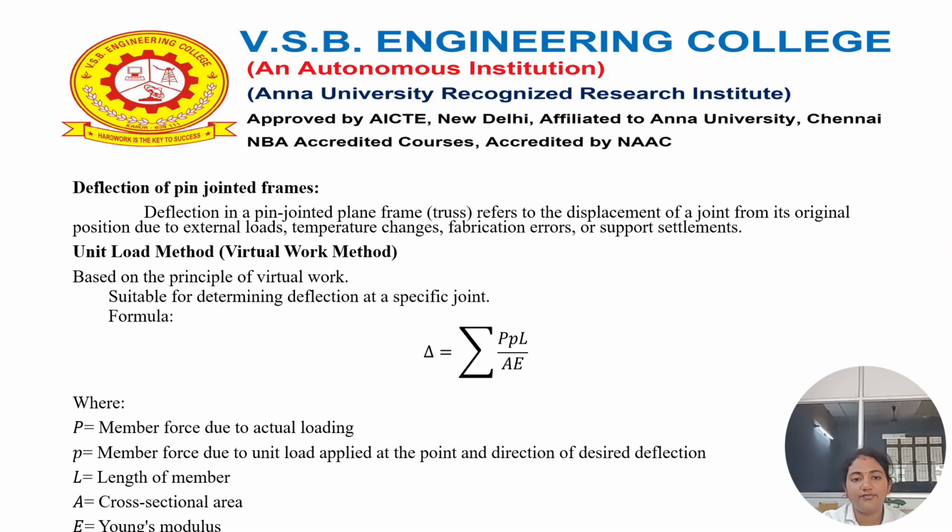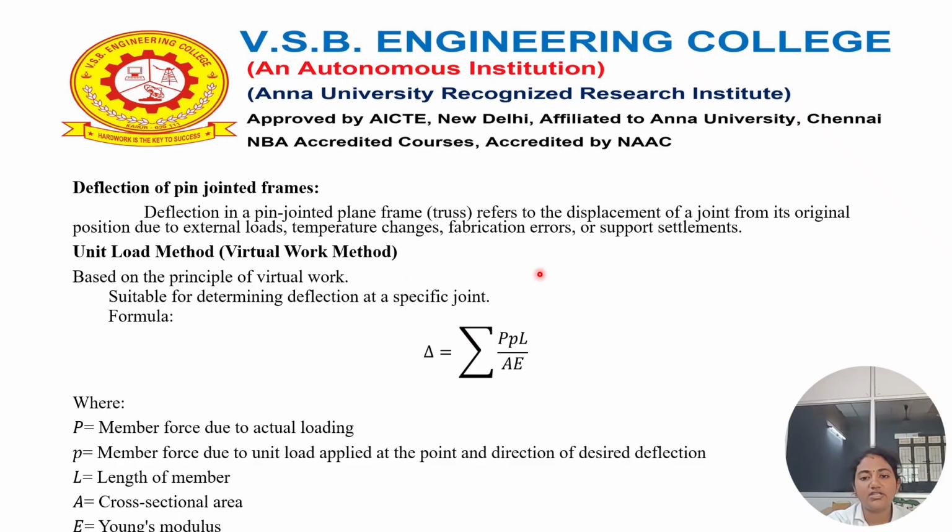And then the deflection of pin jointed frames. The deflection of pin jointed frames or trusses is the displacement from the original position due to external changes, which include temperature changes, fabrication errors, and support settlements. In this, the unit load method is used, where the loads are removed and a unit load of 1 kilonewton is introduced at the joints. Then by using this formula, the deflection is found.